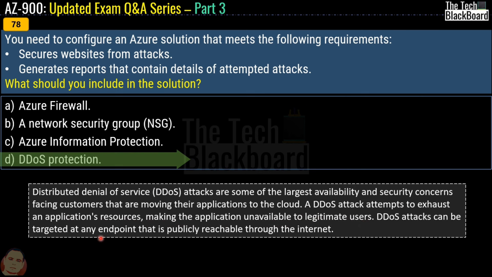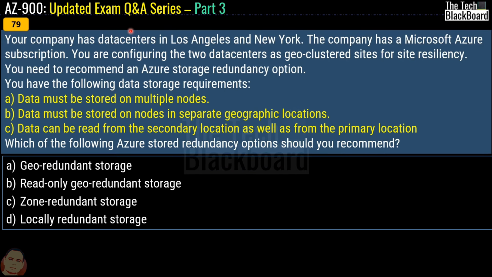DDoS attacks can be targeted at any endpoint that is publicly reachable through the internet. So if you are working with any solution that has a public endpoint, you must consider DDoS attack and architect your solution accordingly. Now let's move to the next question, question number 79.